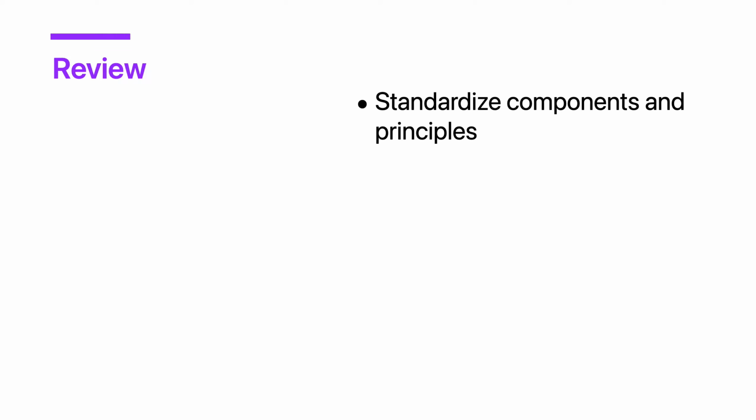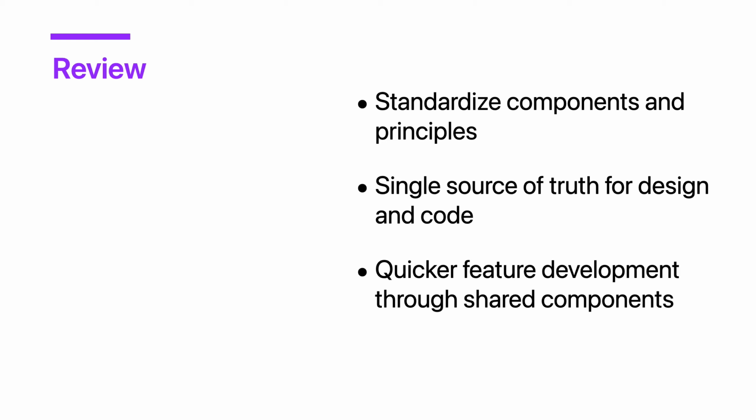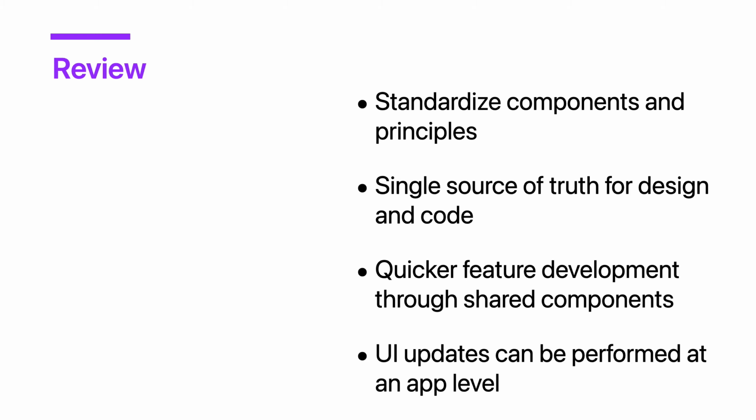So I want to go into a quick review of the design system itself. We've talked about standardizing components and principles. A design system is a single source of truth for both design and code. It definitely accelerates feature development because we can share these components and don't have to build them for each and every feature ourselves. And UI updates can be performed at an app level.